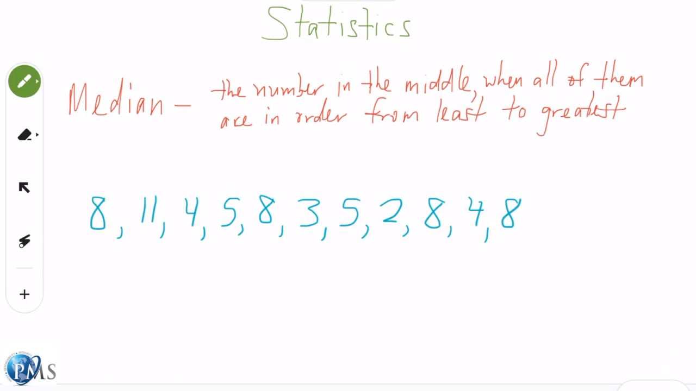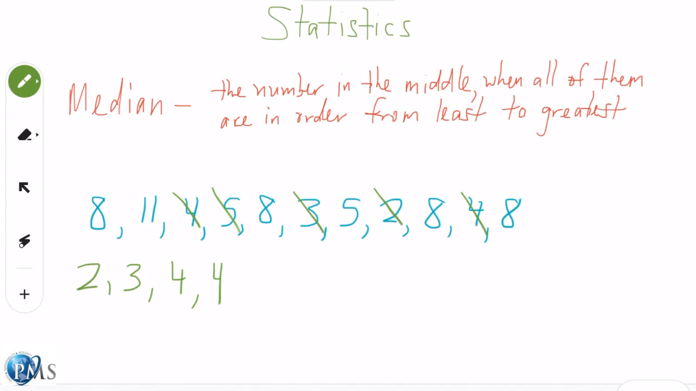So we already know 2 is the smallest, so we'll start there. And I could just maybe cross it out as I write it. Okay, are there any more 2's? No, I don't see any more 2's. Here's a 3, so I'll write 3 next. It looks like that was the only 3. Then there's a 4 and another 4. So we could write both of them next to each other. See how we're just going in order from smallest to biggest.